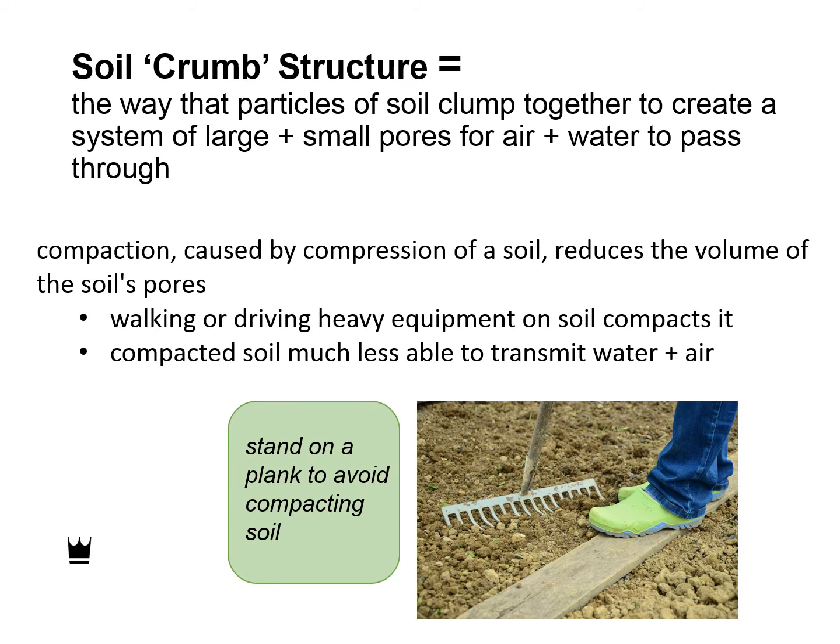Soil can become compacted, which is a compression of the soil. It reduces the volume of the soil's pores and reduces aeration and infiltration of water. Compaction often occurs when people walk on soil or drive heavy equipment on it.